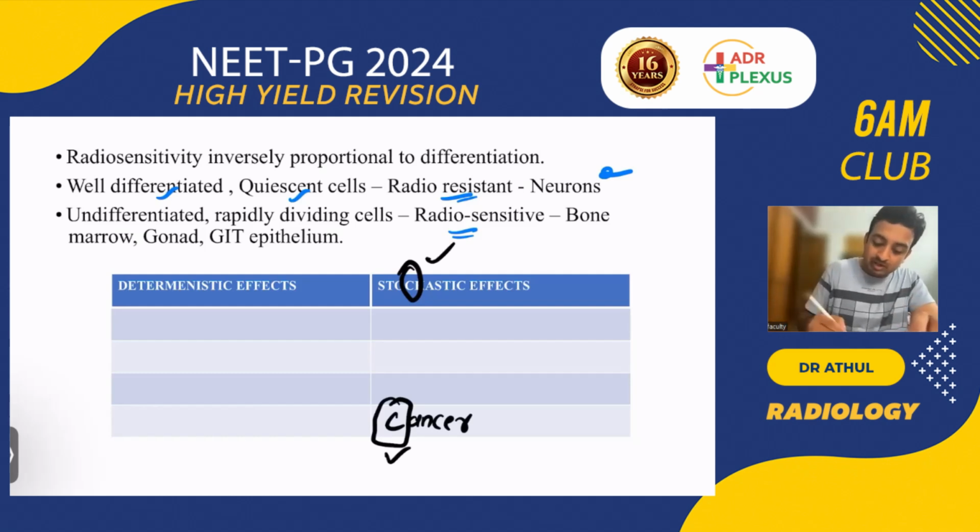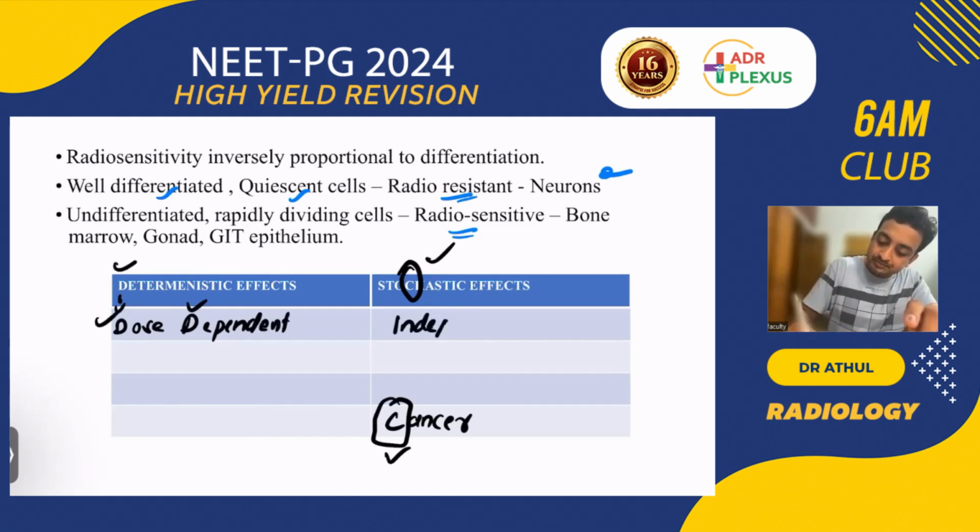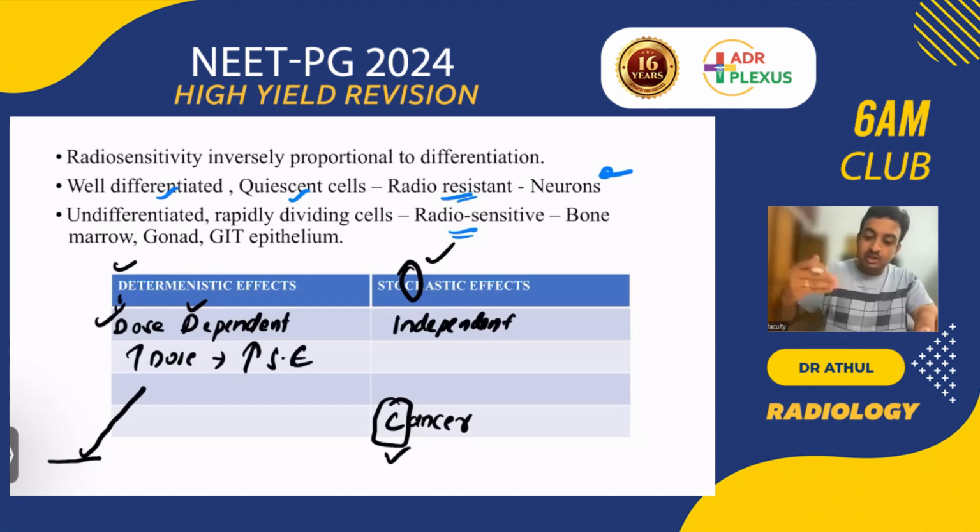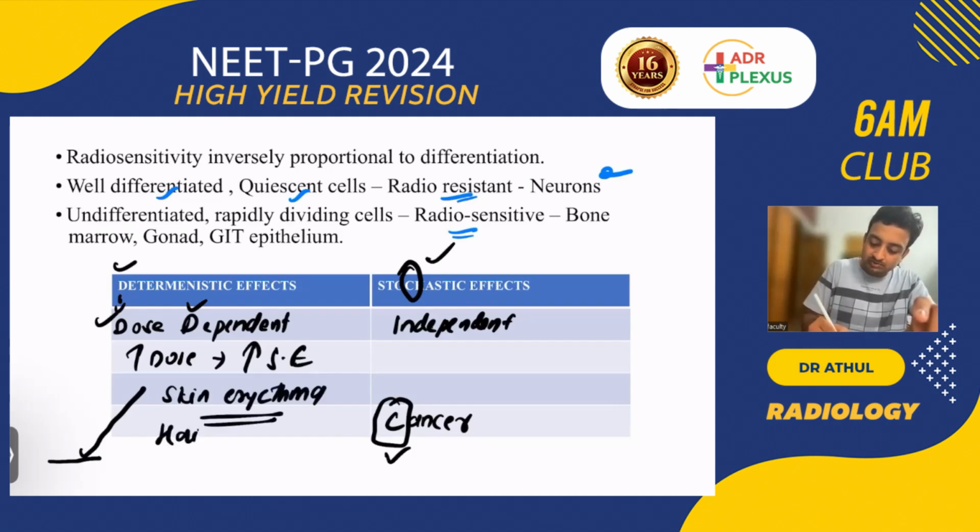Now some examples of deterministic effect. Deterministic effect means D for dose dependent. After a threshold dose, the effects increase. So if I increase the dose of radiation, the side effects will increase. Examples are skin erythema, hair loss, bladder injury, bowel injury, like this.